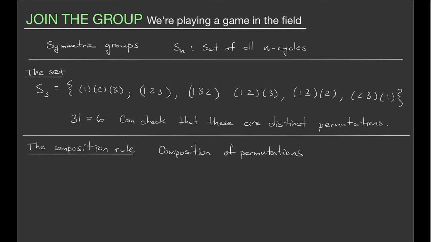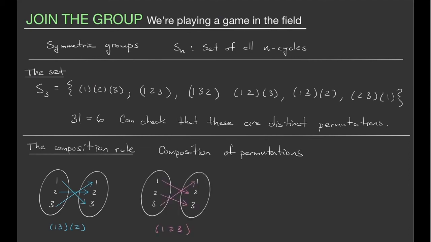So you have one permutation, which is a bijection from, in this case, the set of 3 elements to the set of 3 elements. And then you have another permutation of 3 elements. So you just compose the permutations together like you would normally with functions. Suppose we have this permutation that switches 1 and 3. 2 stays the same. And then we have this permutation where 1 goes to 2, 2 goes to 3, and then 3 goes to 1.